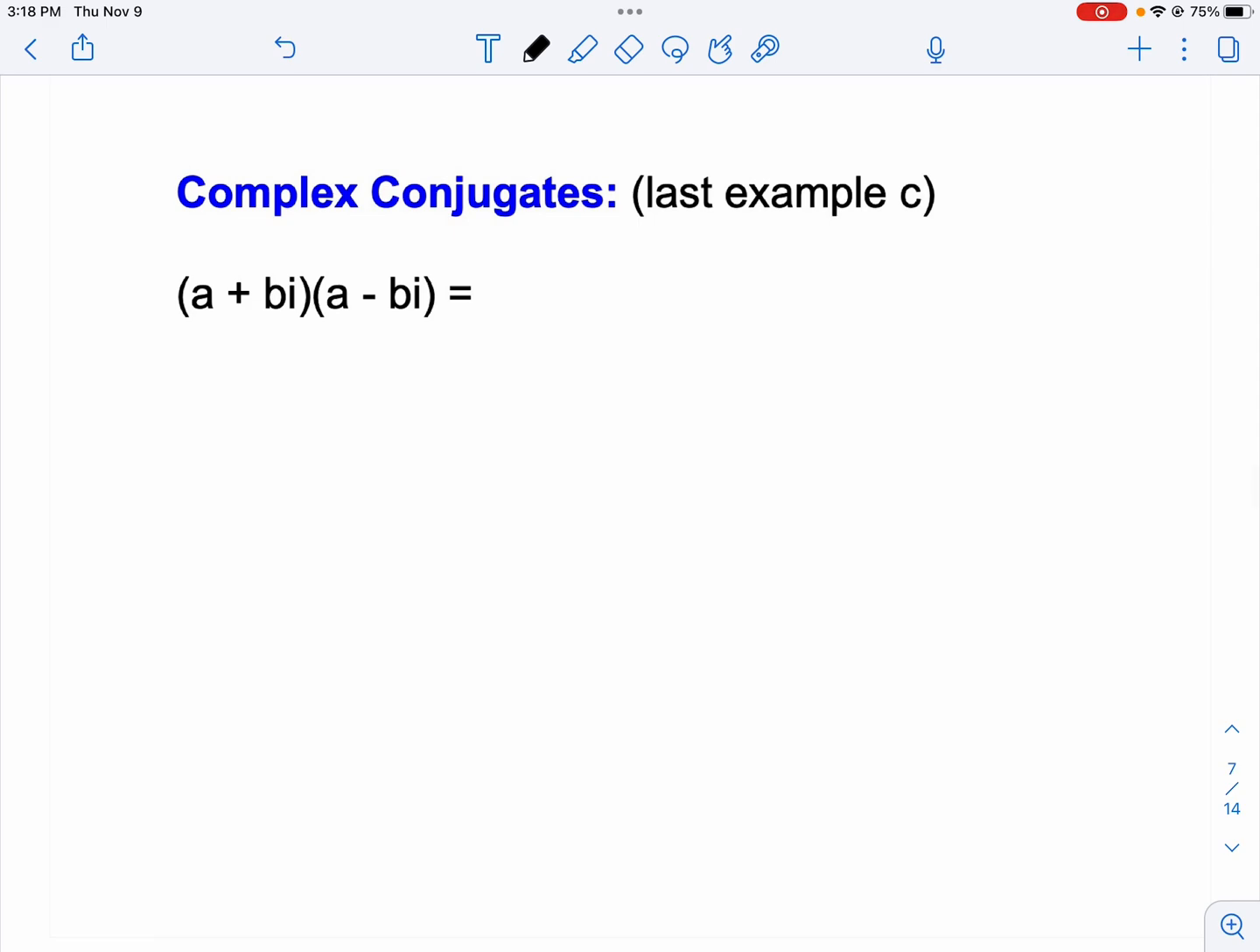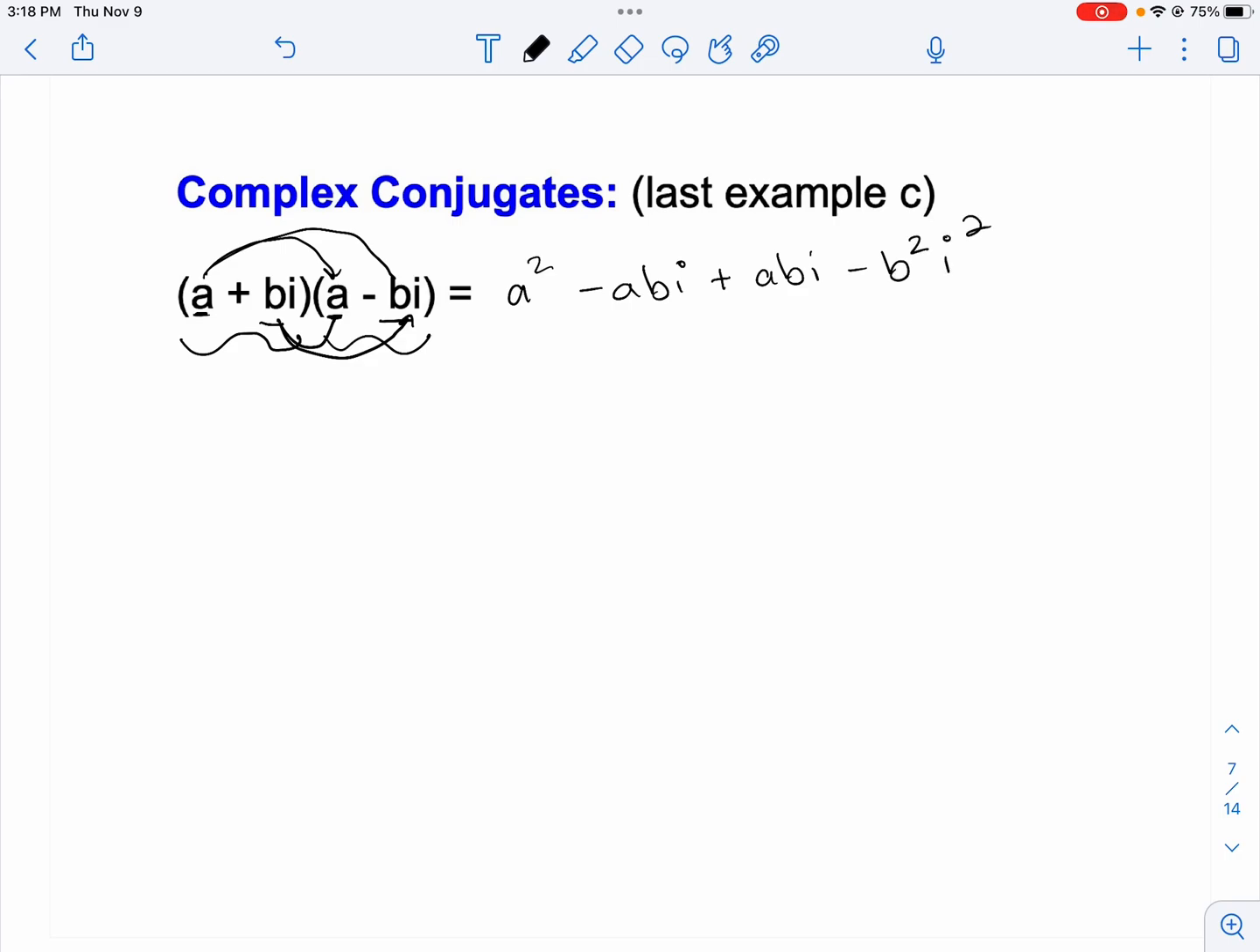A complex conjugate is any time you have a, the real parts of the two numbers are the same, but the imaginary parts are opposites. So if you multiply a complex number by its complex conjugate, you would get a times a, which is a squared, a times negative bi, which would be negative abi, bi times a, which would be positive abi, and bi times negative bi, which would be negative b squared i squared.